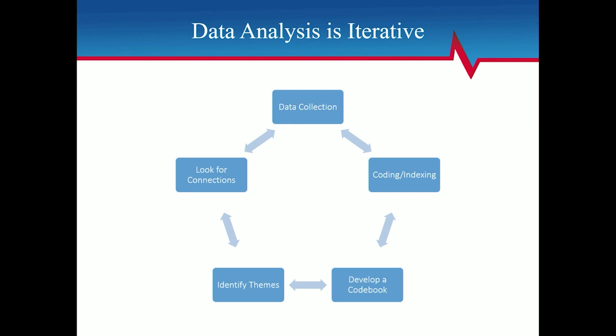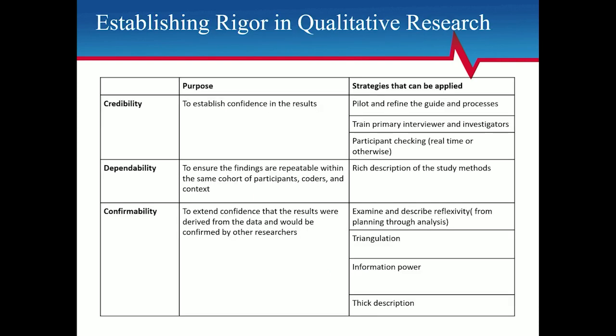You are always going back and forth. Now, I also want to mention that just because things are variable and complicated does not mean that the analytical process is not rigorous. It's very important to establish the credibility or confidence in the result, and the dependability, to make sure that the findings can be repeated or understood in a similar cohort of participants or coders, and that there's a lot of confidence in the results derived from the data.